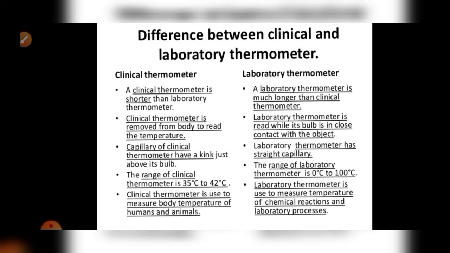Now, we will discuss the difference between clinical and laboratory thermometers. The clinical thermometer has a very short temperature range, whereas the laboratory thermometer has a large temperature range from minus 10 degrees Celsius to 110 degrees Celsius. In a clinical thermometer, the range is 35 degrees Celsius to 42 degrees Celsius. And a clinical thermometer has a kink in its tube to prevent the backflow of mercury into the bulb, whereas a laboratory thermometer has no kink. The clinical thermometer measures temperature more accurately, up to 0.1 degree Celsius, than a laboratory thermometer, which usually measures up to 1 degree Celsius.